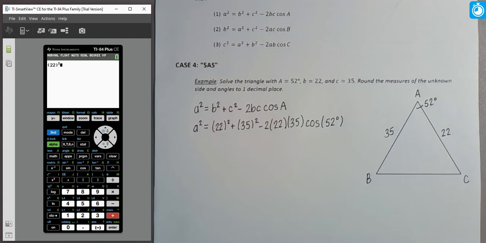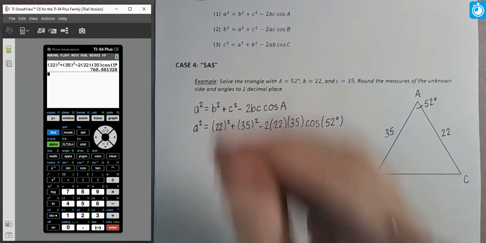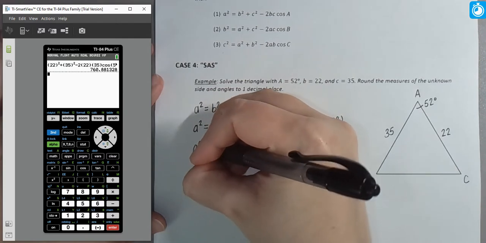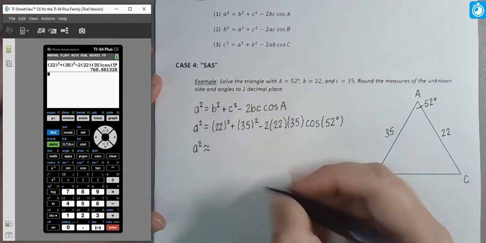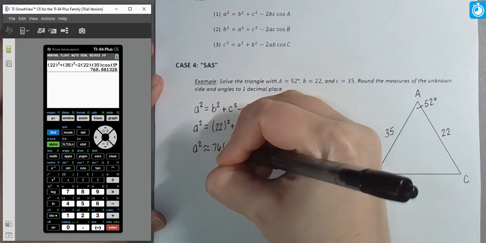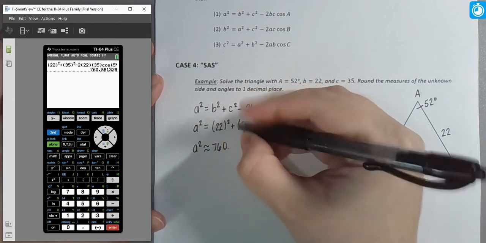So 22 squared plus 35 squared minus 2 times 22 times 35 times the cosine of 52 degrees. And double check that you're in degree mode. If you haven't already done so, make sure you're in degree mode. And so we hit enter, and there we go. Now that's not the value for A, that's the value for A squared. So A squared is equal to approximately 760.8813, we'll round there.